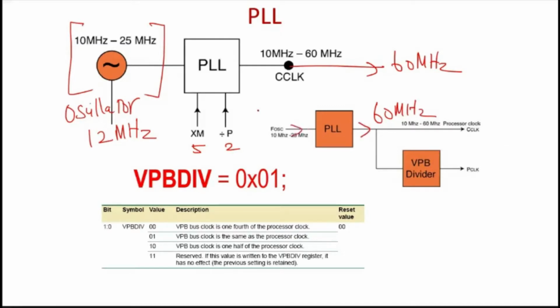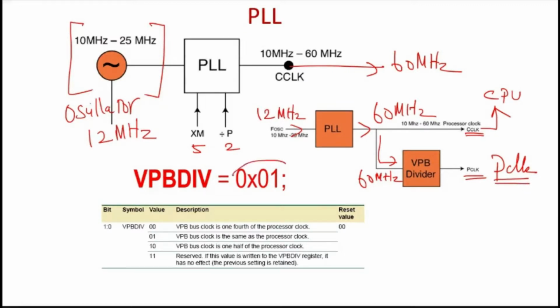This is my oscillator, which is at 12 MHz. This PLL, one clock or the CPU clock is going to the CPU. The other one is coming to the VLSI peripheral bus divider. This VLSI peripheral bus divider's job is to divide the 60 MHz clock into a slower clock, namely the peripheral clock or P clock. But we are setting the VLSI peripheral bus divider as 0, 1. Therefore, your P clock frequency is same as the C clock frequency. This is equal to 60 megahertz.